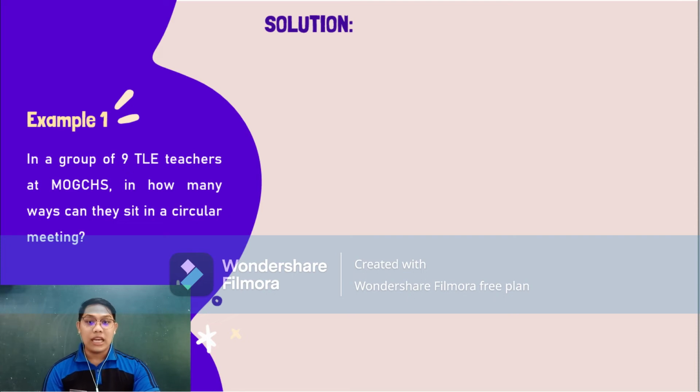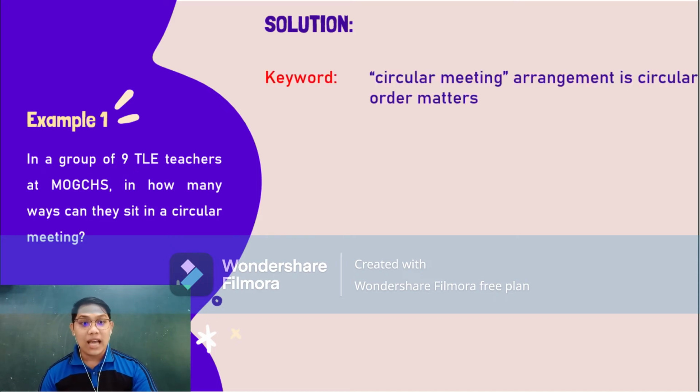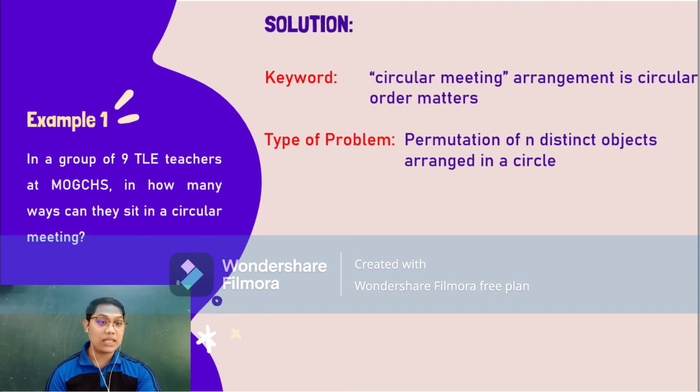For example, in a group of 9 teleteachers at MOGS, in how many ways can they sit in a circular meeting? So, saan lugar ito pag-determine ng circular permutation ita? So, ang keyword aning circular permutation siya nga problem is ang word nga circular meeting because the arrangement is circular and the order matters. So, mo siyang circular permutation. So, the type of problem, permutation of n distinct objects arranged in a circle. Then, ang given niya is 9 teleteachers. Thus, our n is equal to 9.